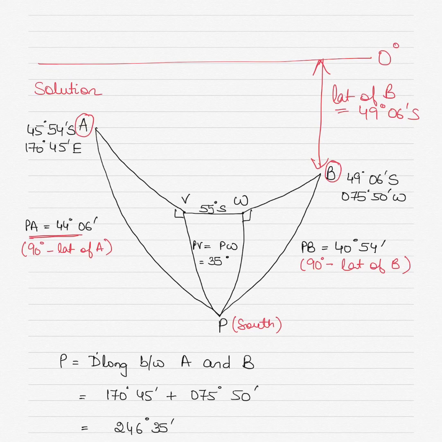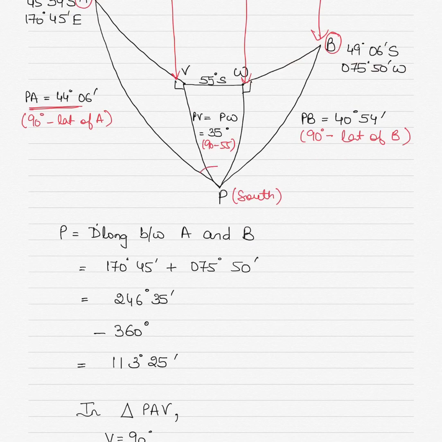In this case the limiting latitude is 55 degrees south, so the latitude of the vertices, which I've named V and W, you can name them anything you want, is 55 degrees. Therefore PV equals PW, which is 90 minus 55, equal to 35 degrees. The last thing remaining is angle P, which is the d long between A and B, which we found before. You can see that the d long is 113 degrees 25 minutes.